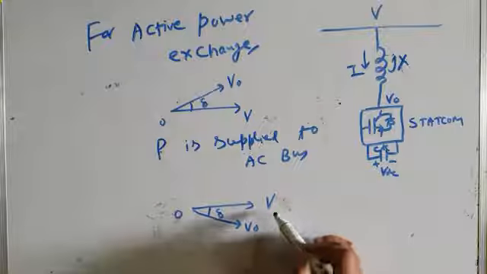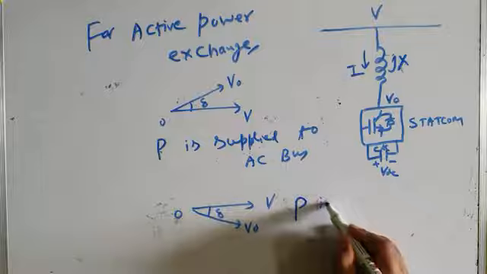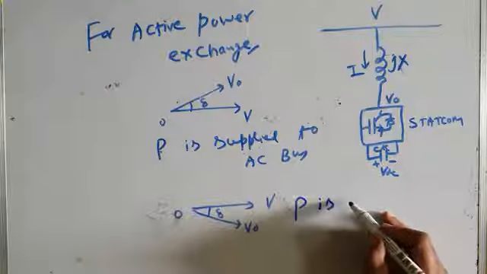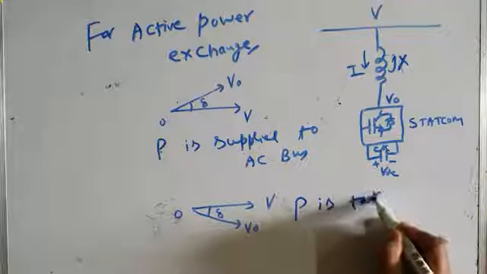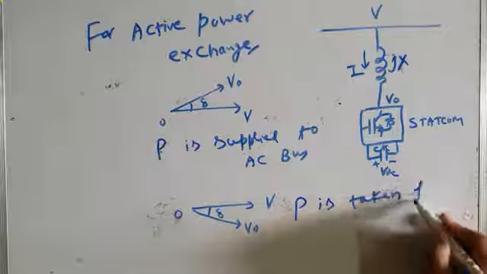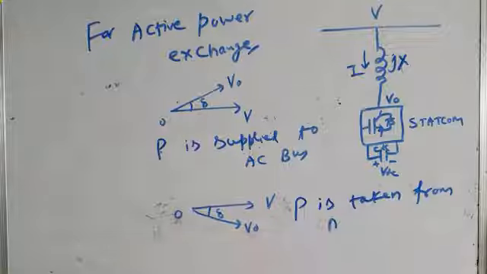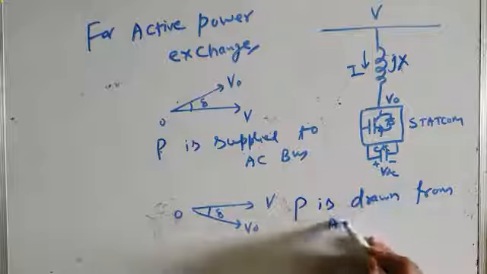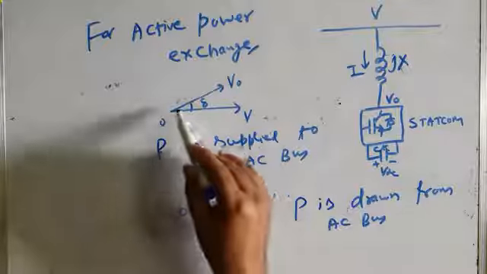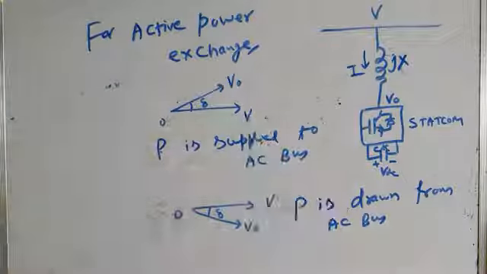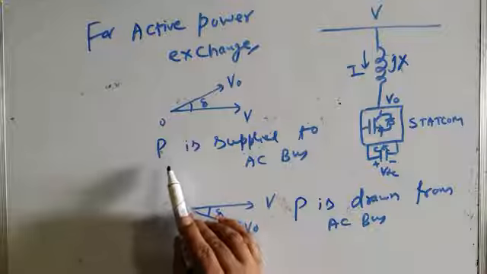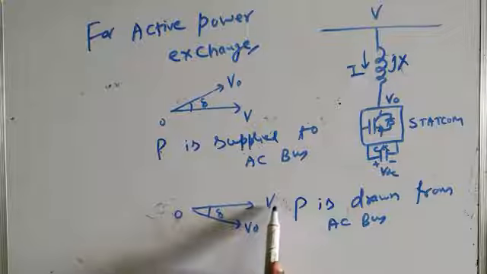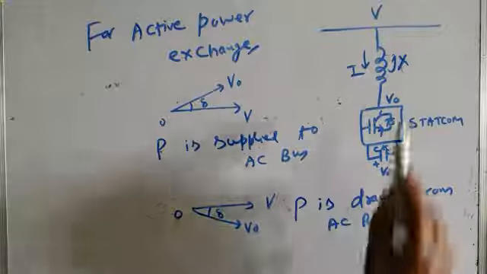So if V0 lags behind V, P is taken, the active power is taken from, or instead of using the word taken, I should use the word drawn from the AC bus. So if in Statcom the output voltage leads the AC bus voltage, then Statcom power is supplied to the AC bus, and if the Statcom output voltage lags behind the AC bus voltage, power is drawn from the AC bus.